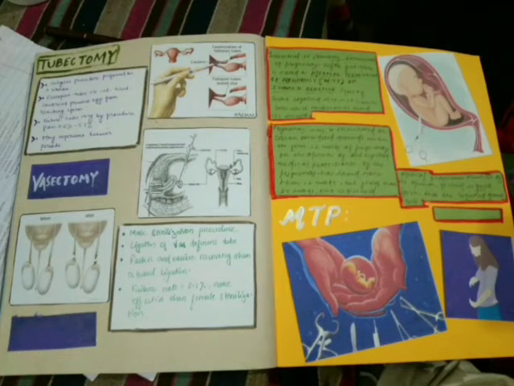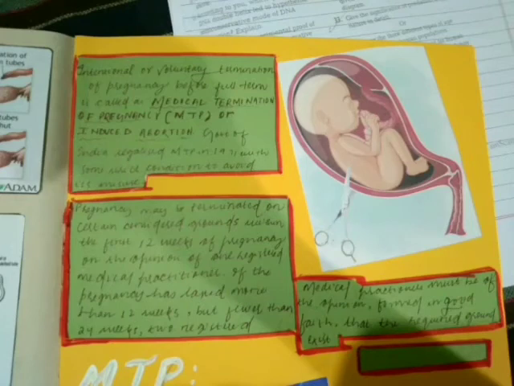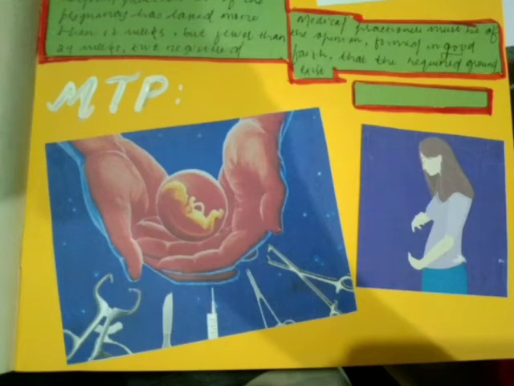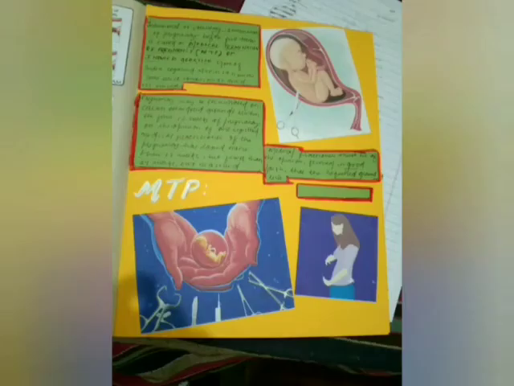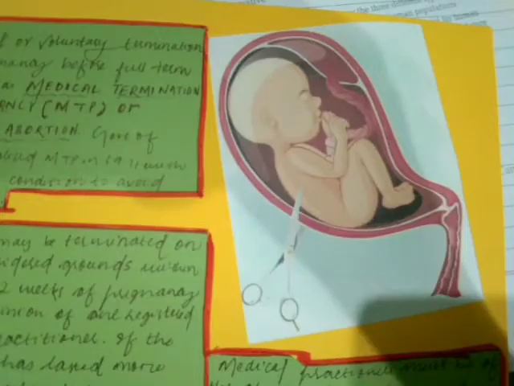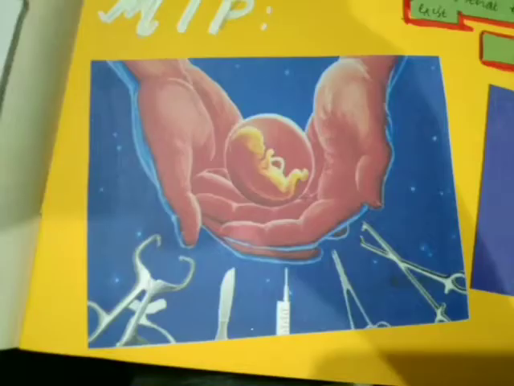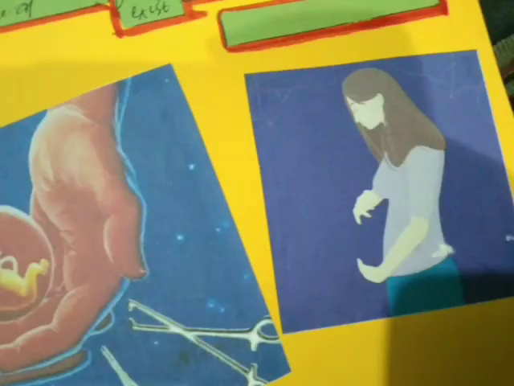Intentional or voluntary termination of pregnancy before full term is called medical termination of pregnancy (MTP) or induced abortion. The Government of India legalized MTP in 1971 with some strict conditions to avoid its misuse. Pregnancy may be terminated on certain considered grounds within the first 12 weeks of pregnancy on the opinion of one registered medical practitioner. If the pregnancy has lasted more than 12 weeks but fewer than 24 weeks, two registered medical practitioners must be of the opinion.